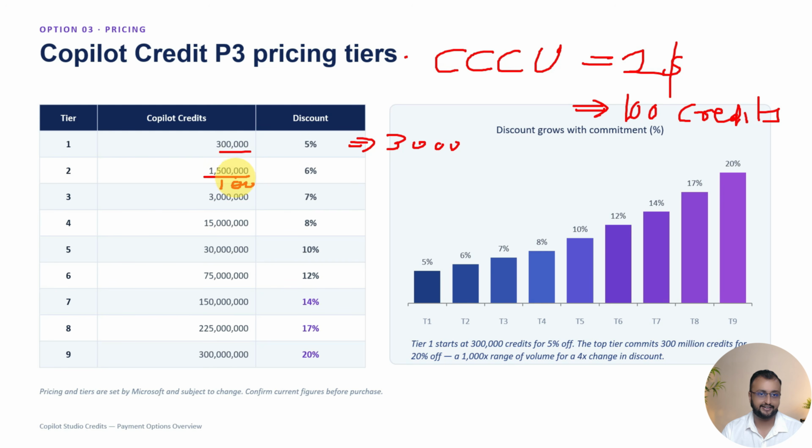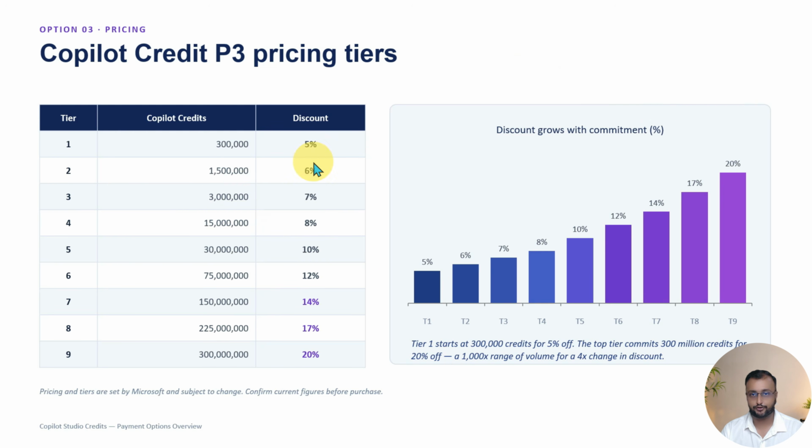For the second tier, if you want to purchase, the pricing will be $15,000. For the third tier, the pricing will be higher. You are smart enough to calculate this, but this is how it is being calculated. All right, so this is our third option.